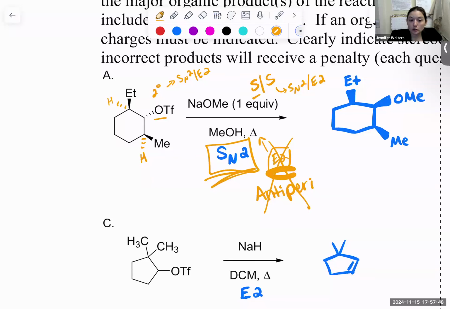Remember, it is still a strong nucleophile. I could still do SN2. So SN2 is going to be my product. Because there's no antiperiplanar hydrogen, I cannot do E2. All I'm left with is SN2. So it's going to be my nucleophile attacks, kicks out the leaving group. So I see inversion of stereochemistry with that OMe added in. Any questions about A?